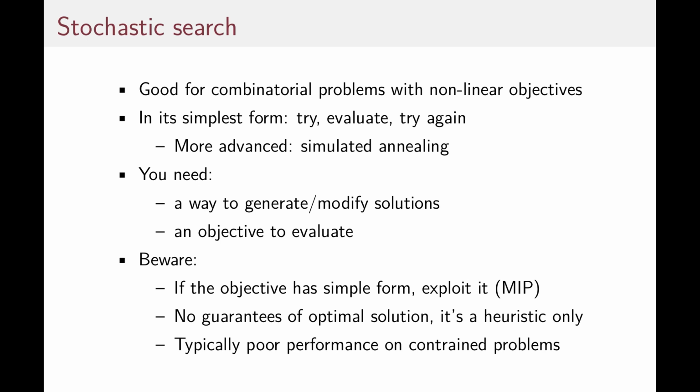You need a way to generate or modify a solution. So just a random assignment of pupils or swapping two pupils as a modification operator. You also need a reasonable objective to evaluate. That's the modeling part. Not always easy to know what the objective should be when you're doing this in real life, but you can always come back and try with different objectives and inspect the solutions.